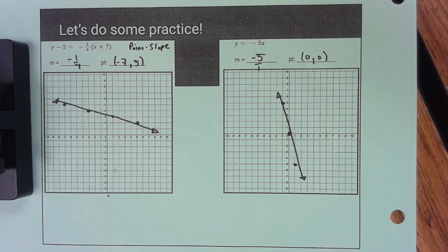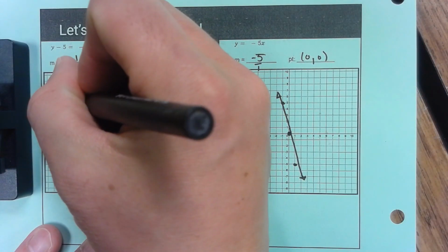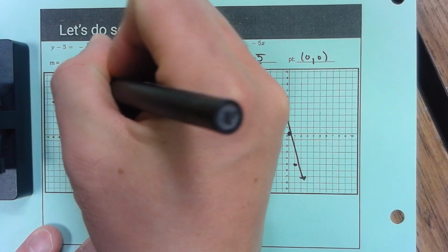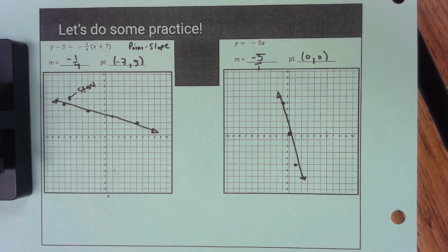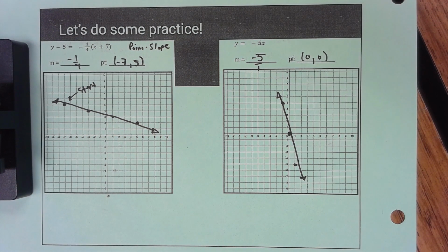And the last two. Again, point slope form. The starting x coordinate is -7. The starting y coordinate is +5. And the slope is -1/4. So this one is starting left 7, up 5. So that's this point right here. And then I'm going down 1 and right 4 to use my slope. Or up 1, left 4. It doesn't matter.